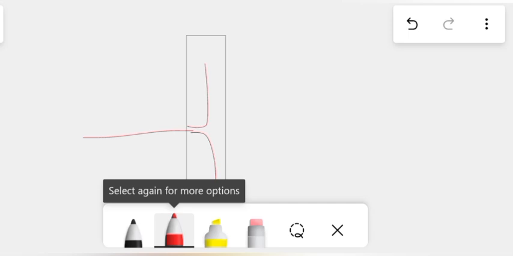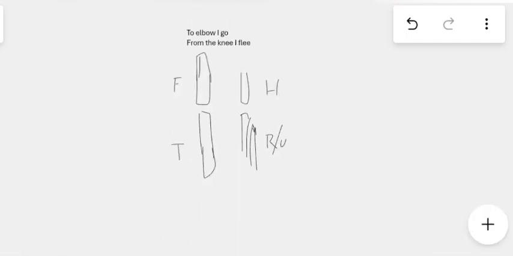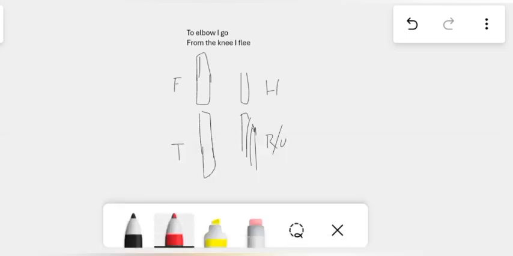Now, the nutrient artery supplies everything except the outer one-third of the periosteum. And for that we have the periosteal artery, right? So how many arteries? One nutrient artery and then the periosteal artery. And there are a few other arteries as well, but they're not very important, like the metaphyseal artery and so on, right? Now, another thing about the nutrient artery is that it has a rule. The rule is that to the elbow I go and from the knee I flee.